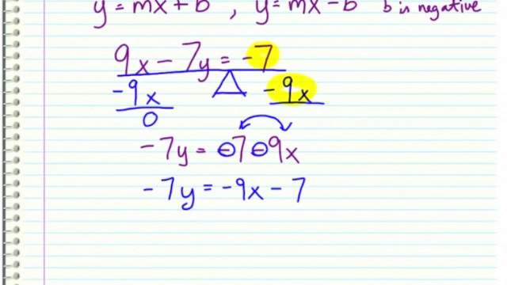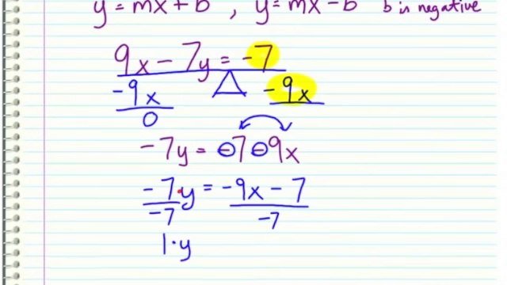The only issue I have left is that there is a coefficient in front of the y, and I don't want it to be there. So I'm going to divide. The reason I'm dividing is because negative 7y is the same as saying negative 7 times y. So in order to separate it, I need to divide by negative 7. Whatever I do to one side, again, I have to do to the other side.